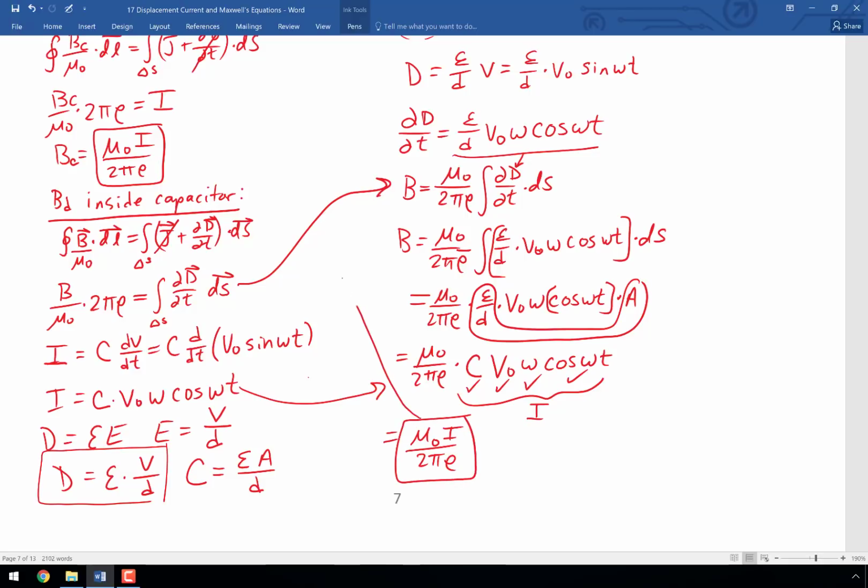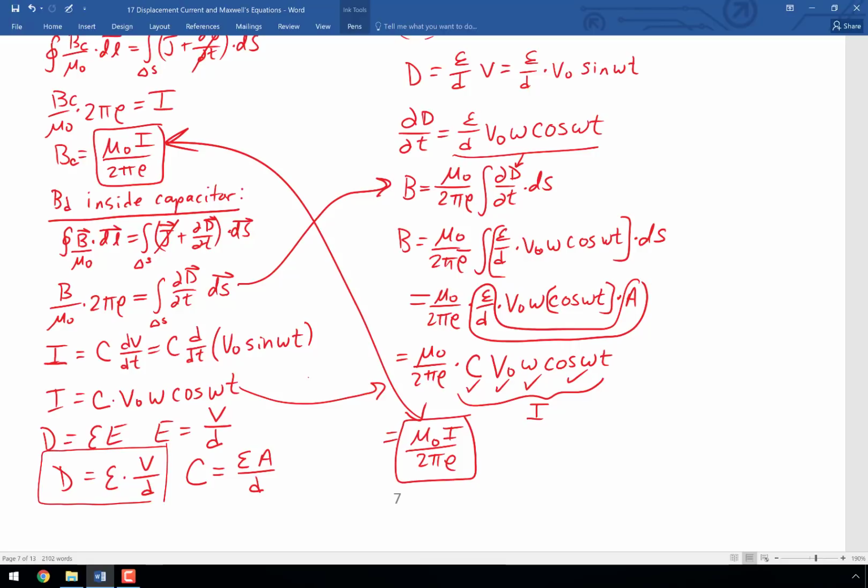And sure enough, these two quantities are equal to each other. We had to do a lot of work to get there, but what we found is that the magnetic field inside the capacitor is the same as the magnetic field that surrounds the conductor. And that gives us really good confidence that the analysis that we've done so far is correct.